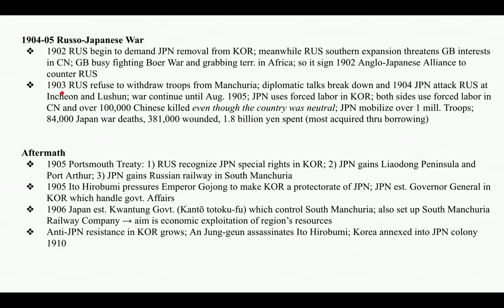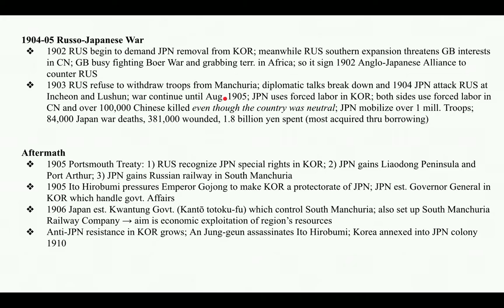And then the following year, Russia refused to withdraw troops from Manchuria, even after it had promised to do so to the Qing government. Well, diplomatic talks then started to break down between Russia and China in 1904, and Japan eventually attacked Russia at Incheon and Lushun. And the war continued until August 1905.